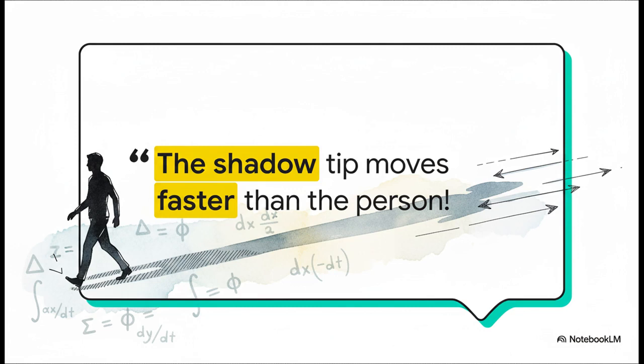And this is where it gets, well, a little weird and totally counterintuitive. When you actually do the math here, you find out that the tip of the person's shadow is moving faster than the person is walking. How is that even possible? Let's check out the setup.